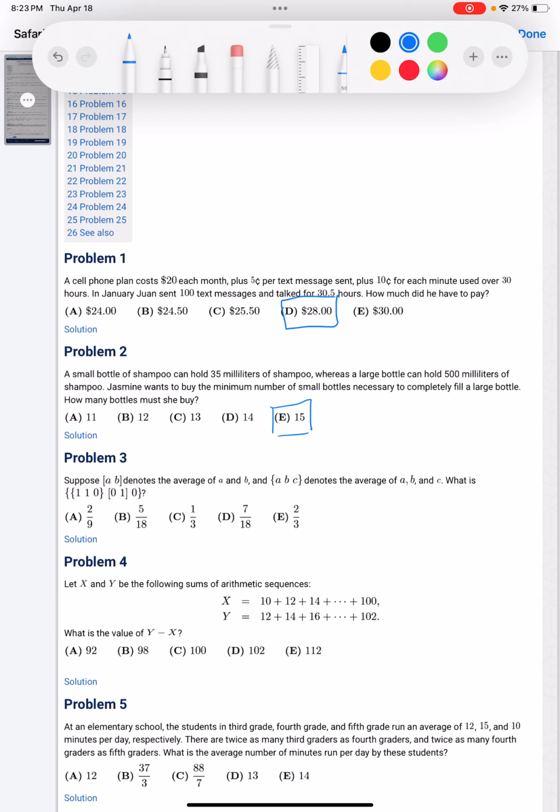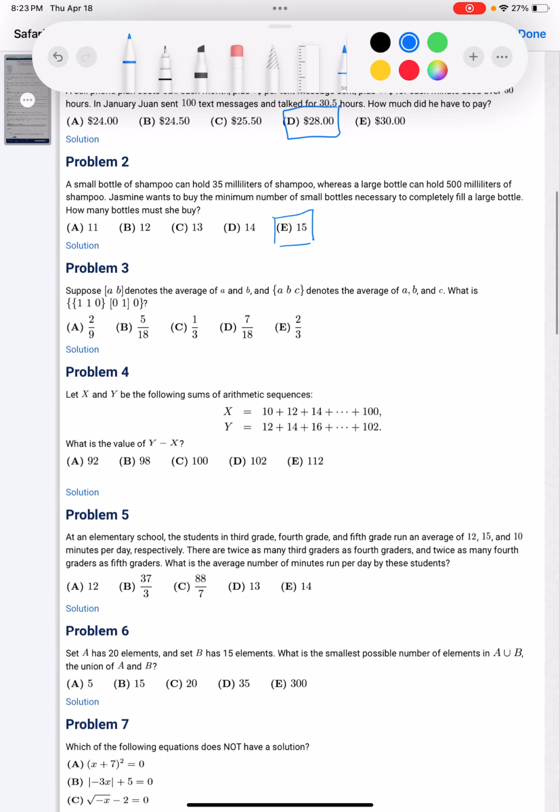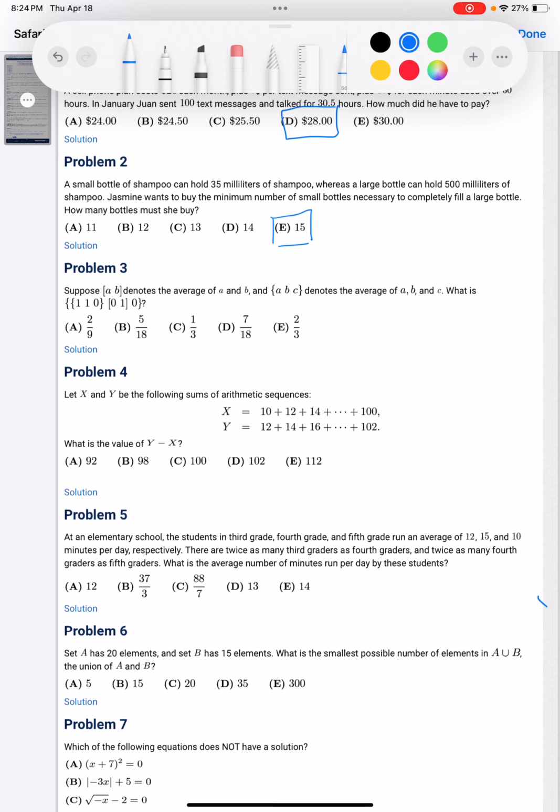Next problem states, suppose we'll just call that special, AB denotes the average of A and B, and special sub 2 of ABC denotes the average of A, B, and C. What is special sub 2 of 1, 1, 0, and special sub 1 of special of 0 and 1, 0? So, like we said, special sub 2, we're going to take the average of the 3 terms, it's going to be 2 over 3. And special sub 1, we're going to take the average of the 2 terms, it's going to be 1 over 2.